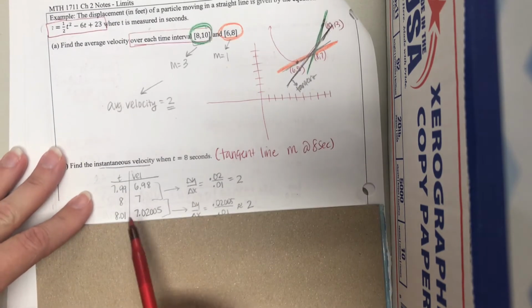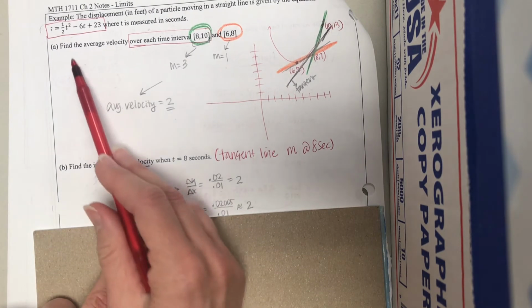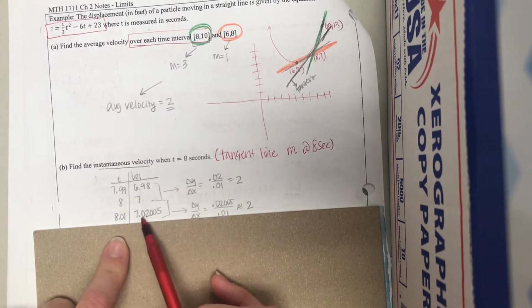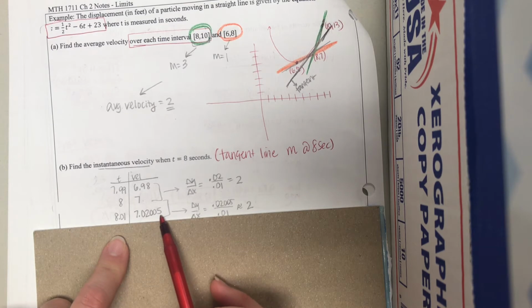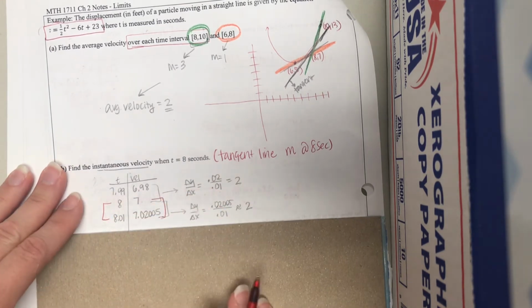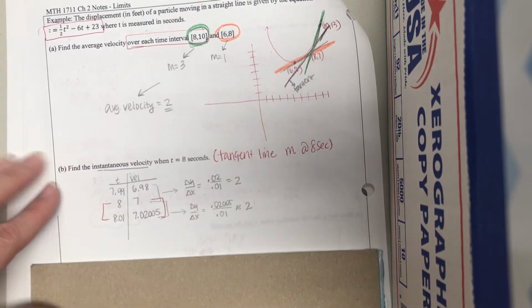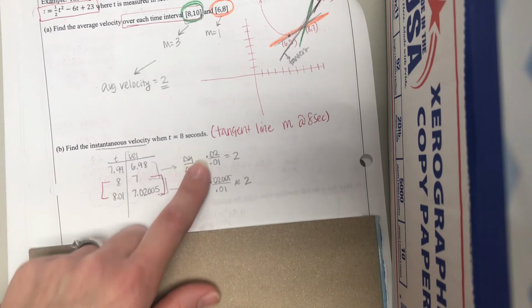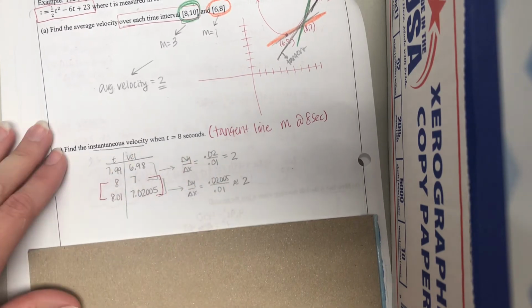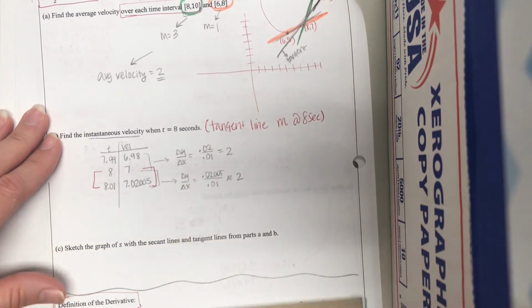And then I went another step further, 8.01. I plugged that into the function and I got 7.02005. And then I found the slope between these two values, and you can see that's really close to 2. So that's what instantaneous velocity is, kind of doing this by hand. This slope keeps getting closer and closer and closer to the number 2.